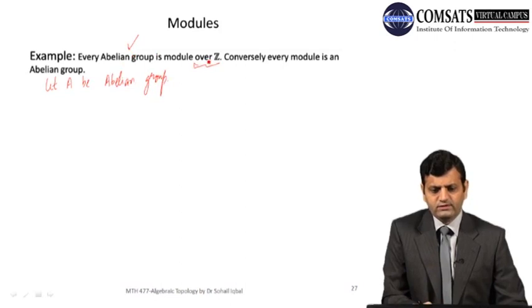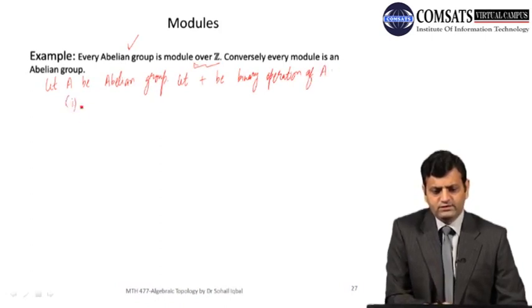The first condition of a module is automatically satisfied, because the first condition requires that we should have an abelian group under a binary operation of addition. Whatever the binary operation of this abelian group is, we say that's our addition that we require in the definition of module. So let addition be the binary operation of A. According to the first condition, A under addition should be an abelian group, and it is. So there is nothing to show, because it is already given that it is an abelian group.